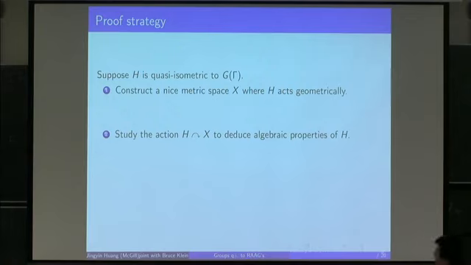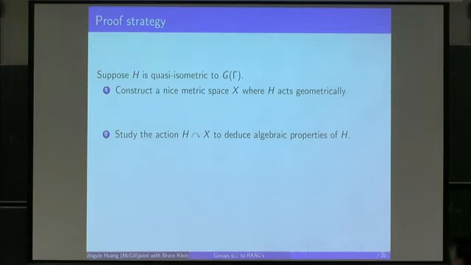Actually, today my main focus is going to be the second point, but for the completeness of the argument, I will go through the first part very quickly. So I will tell you what metric space we need. Here we indeed need a new metric space, because we already have a metric space where G of gamma acts geometrically. However, it's not true that H can always act geometrically on that metric space. There are counterexamples where H is quasi-symmetric to G of gamma, but H cannot act geometrically on the universal cover of the Salvetti complex. So we indeed need a new metric space.